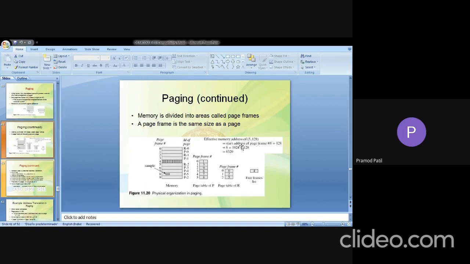How are we going to calculate the start address of a page frame: 8 plus 128. The start address of page frame number 8 means 8 into 1024, since it is a 1 kilobyte location, so 1024 is multiplied with 8. Here 8 represents the frame number, plus 128 bytes. So this is the total memory available, and this is how we measure the physical organization of the paging.